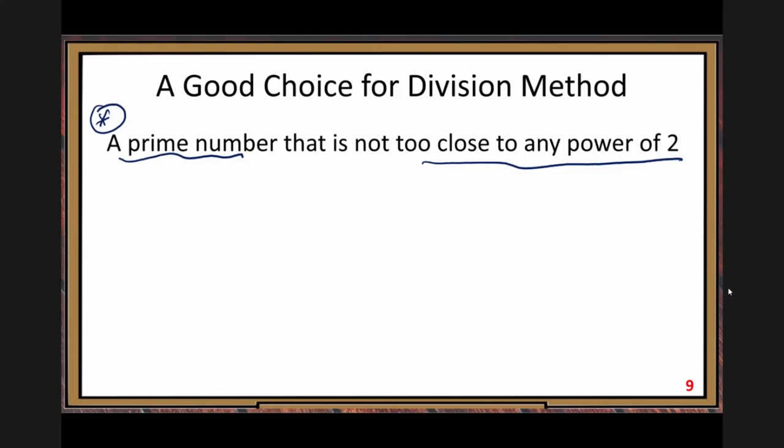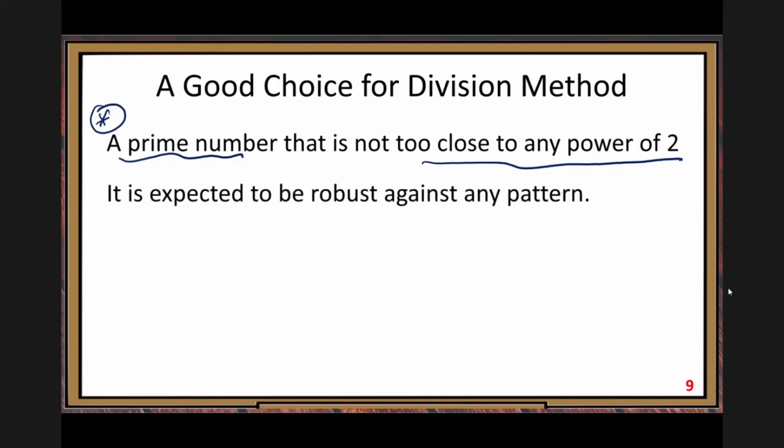Some bad numbers are actually useful, right? Those, you cannot see any pattern. Pi, E, what's the pattern? Can you see any pattern? No pattern is a good thing, right? Because we can use it to break any pattern. So it is expected to be robust against any pattern, although its power is still limited.